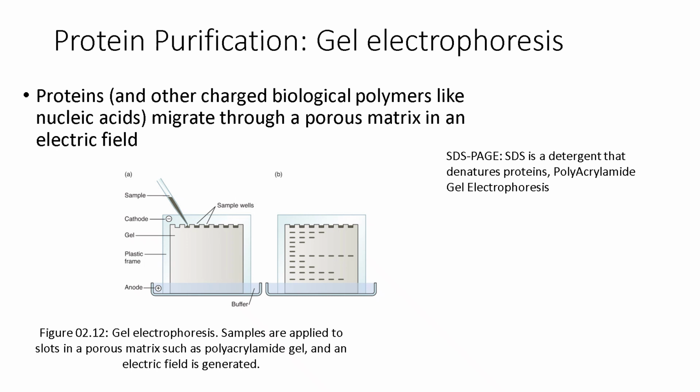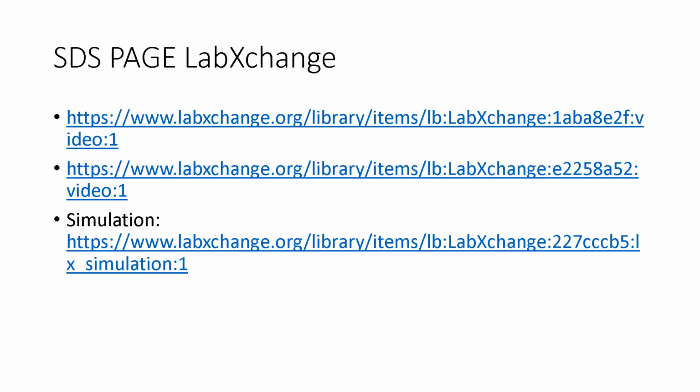A stained gel reveals distinct bands, each representing a unique protein. This technique is a staple in any molecular biology lab. To focus only on protein size, we use SDS-PAGE, short for sodium dodecyl sulfate polyacrylamide gel electrophoresis. SDS is a detergent that denatures proteins and coats them with a uniform negative charge, removing the effects of shape and native charge.